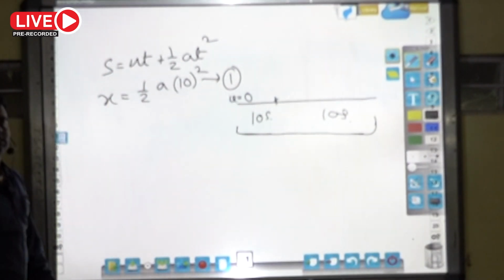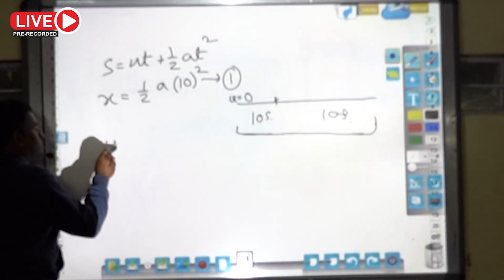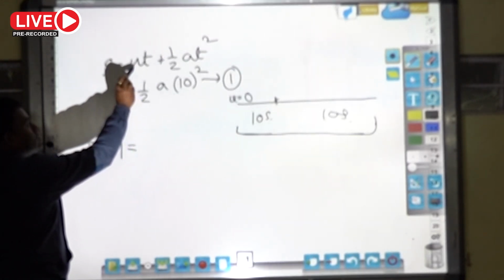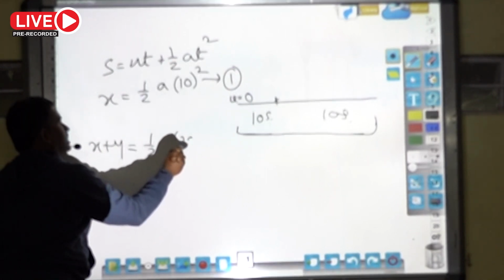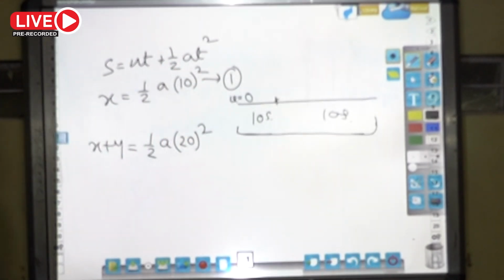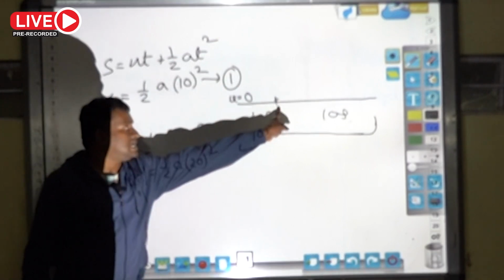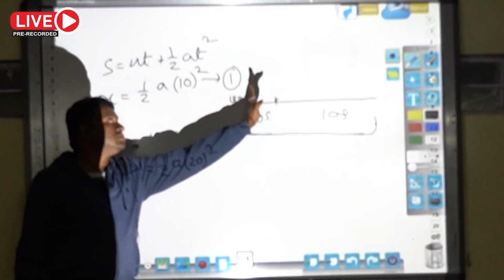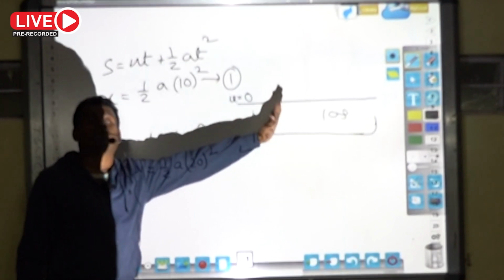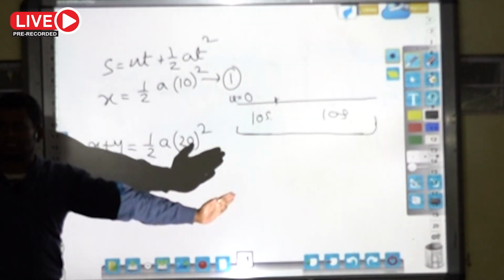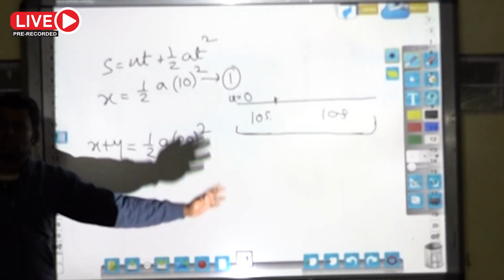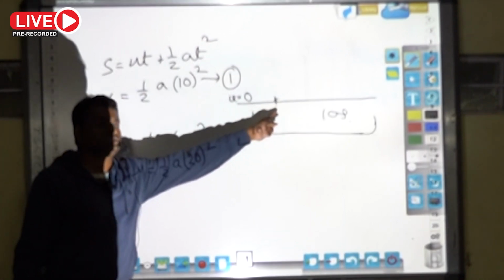Then what is the total distance covered? x plus y. So I will consider x plus y together. Then I can again put u equal to 0, and it will be half a into 20 squared, because the total time taken is 10 plus 10 now. The calculation of the velocity at that point can be bypassed if you consider the entire interval together. So this is a better method, not to calculate the velocity at this point.